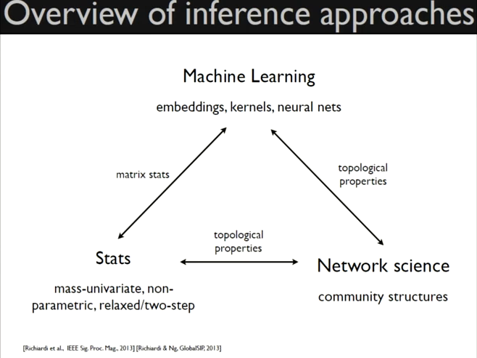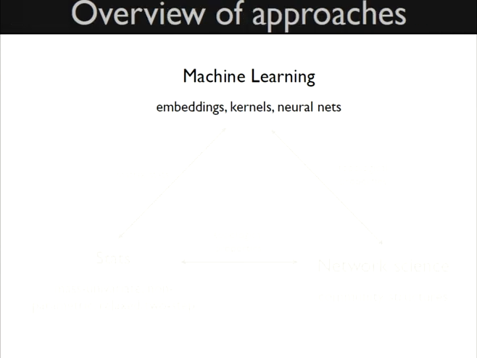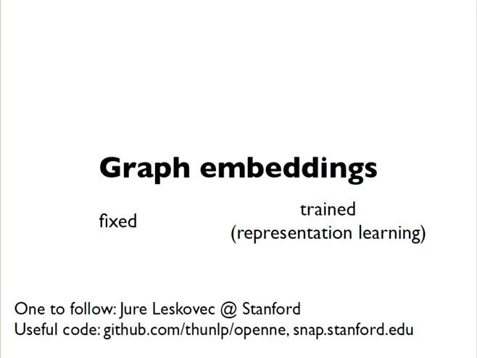So in this talk, we're going to focus specifically on three types of machine learning approaches that you can use to learn with connectivity data. First is embeddings. Second is graph kernels. And the third is graph-specific neural nets. Let's start with graph embeddings.